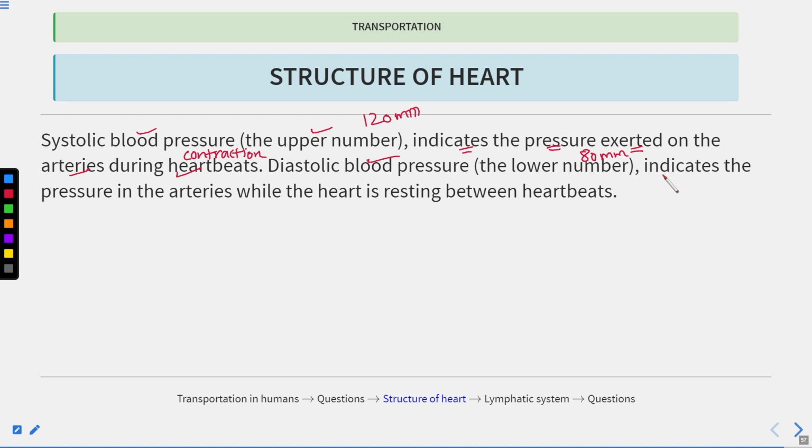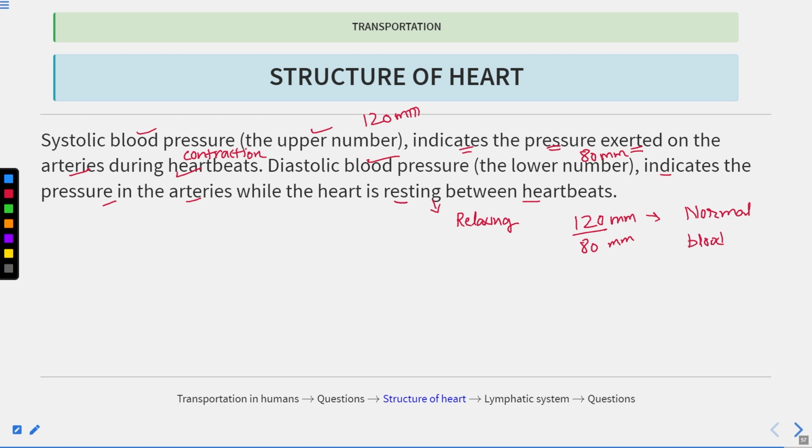All right. This indicates the pressure in the arteries while the heart is resting between the heartbeats. Okay, or you can say during the relaxation, when the heart is relaxing or resting. So this is known as the diastolic blood pressure, and we get the value of 120 by 80 mm. This is the normal blood pressure for humans.